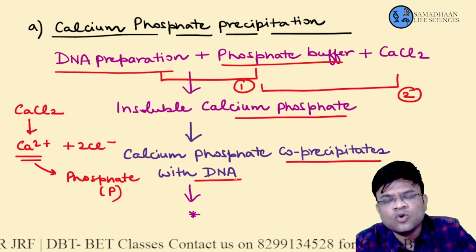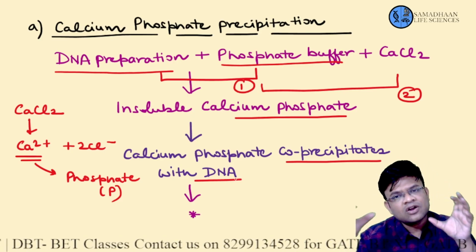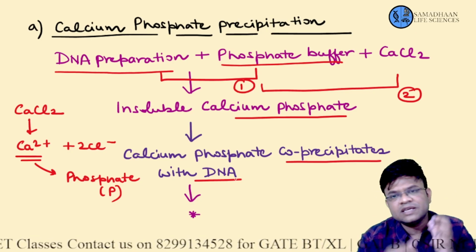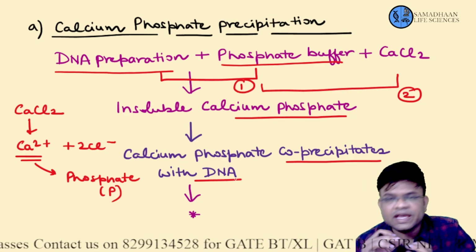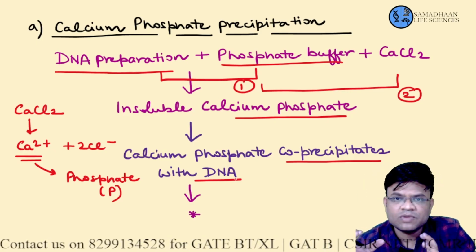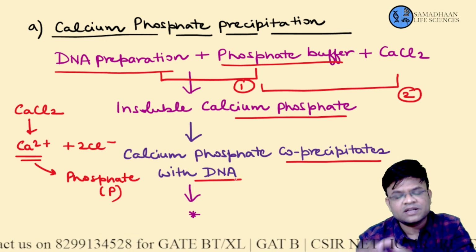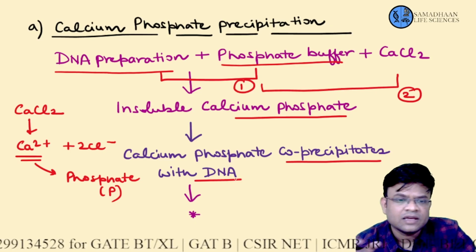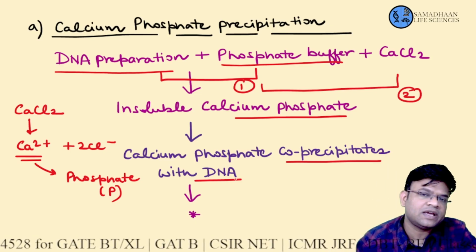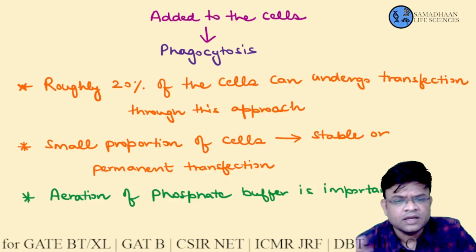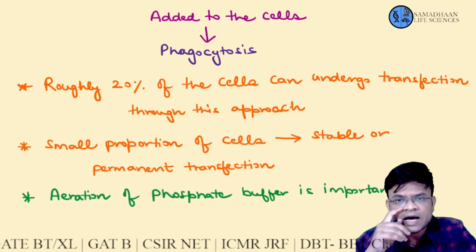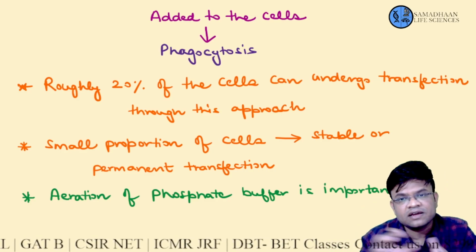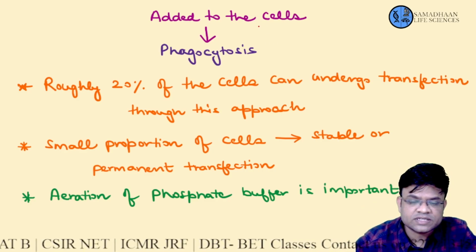What do you mean by co-precipitating? That means along with the DNA it will be precipitating. DNA as well as the insoluble calcium phosphate will precipitate together. This is called co-precipitation of the DNA. We will be understanding this in much more detail as we move forward. The next process is that this entire material, the co-precipitated DNA and calcium phosphate, is added to the cells.